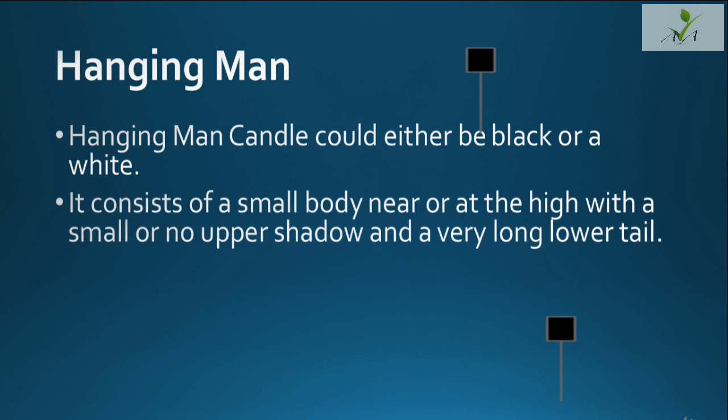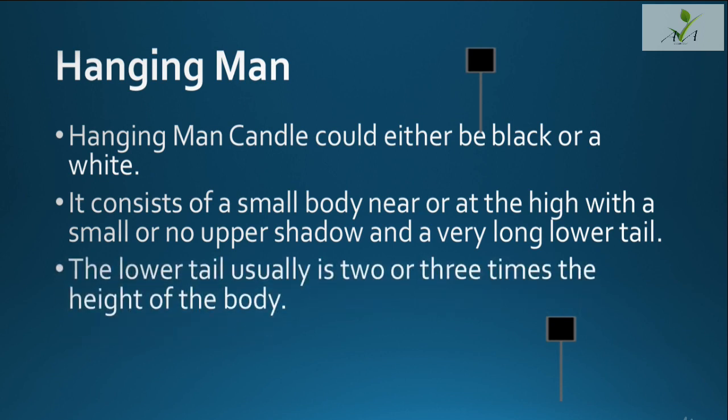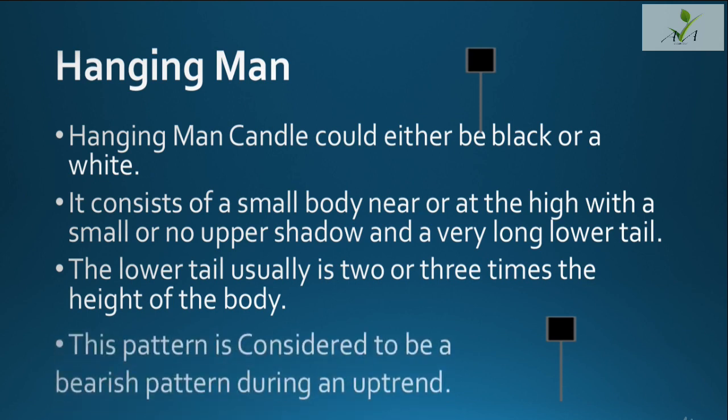But it consists of a small body, really small body. I don't mean doji, but a small body, near or at the high, with a small or no upper shadow. I mean no high, or a smaller high, but with a very long lower tail. So the low is huge. The lower tail usually is 2 or 3 times the height of the body. Whatever the height of the body is, it's 2 or 3 times or more.